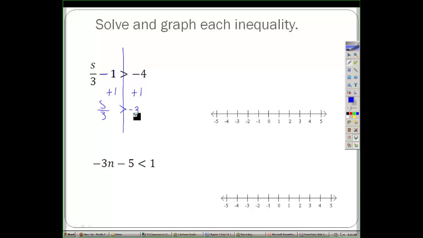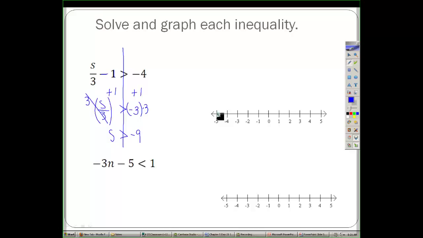The next thing I need to do, because it says s divided by 3, the opposite of divide would be multiply. So if I want to get rid of this 3, I'm going to multiply this side by 3 and the right hand side by 3. The reason we did that, we know because the opposite of divide is multiply that these will cancel out, and so all we have left is s. And because we didn't multiply by a negative, we just multiplied by a positive, the sign doesn't change. So we're just going to keep it as a greater than sign. -3 times 3 is -9.